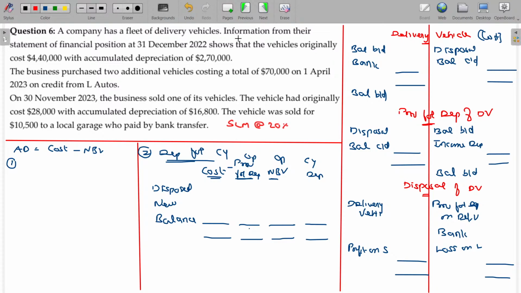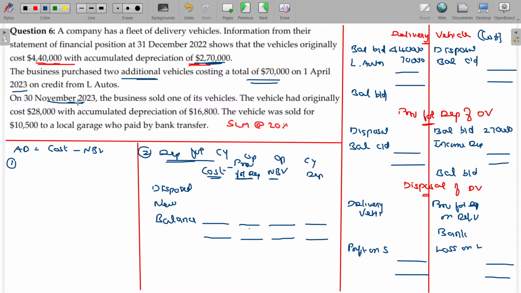A company has a fleet of delivery vehicles. This is about the opening assets value and depreciation value. We'll start with 4,40,000 rupees being the asset value, and accumulated depreciation on that being 2,70,000. And the business purchased two additional vehicles costing a total of 70,000 on 1st April 2023 on credit from L Autos. So it is not bank, it is L Autos. You purchased from L Autos and the value being 70,000.